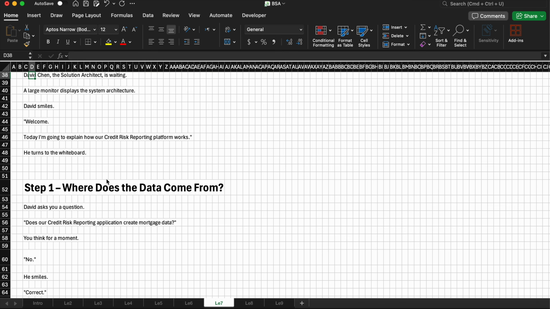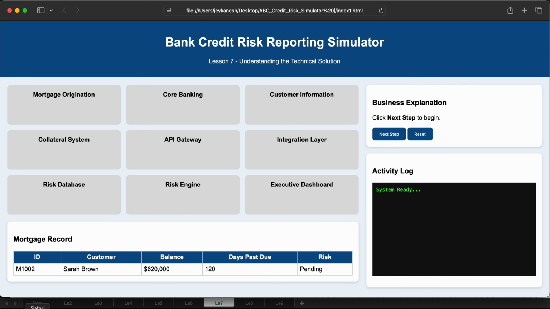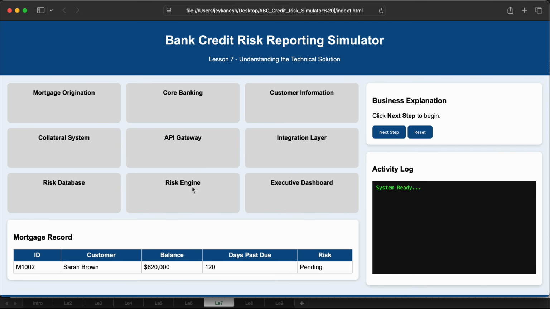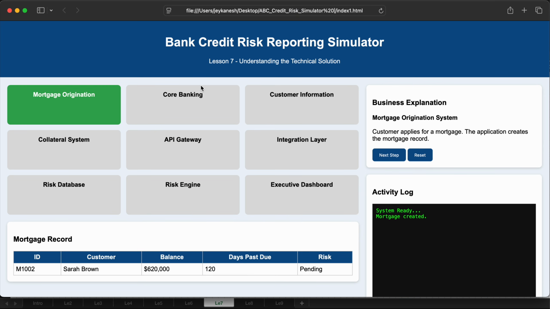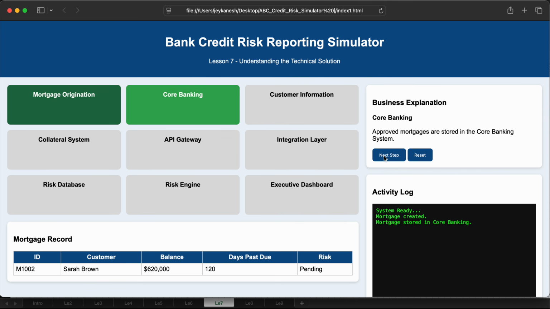He turns to the whiteboard. Let me show you the simulator here. This is what the end product we are building will look like. This is the flow diagram. This is not the actual system, just a simulator. Here the customer is taking a mortgage. That's the first step, right? And core banking receives this.